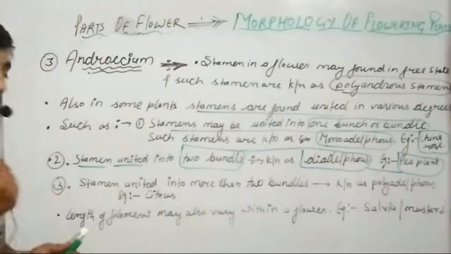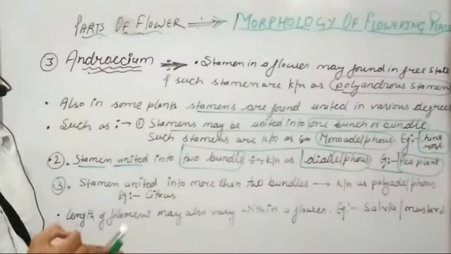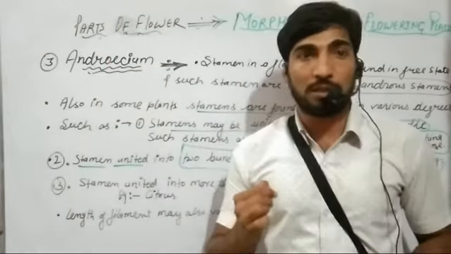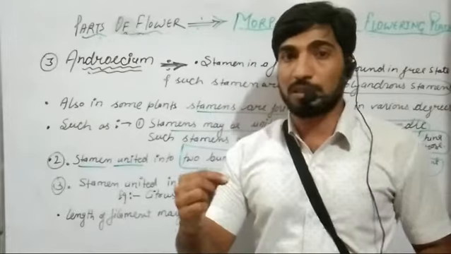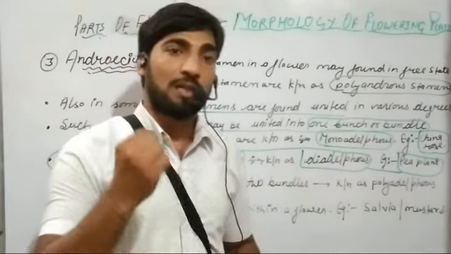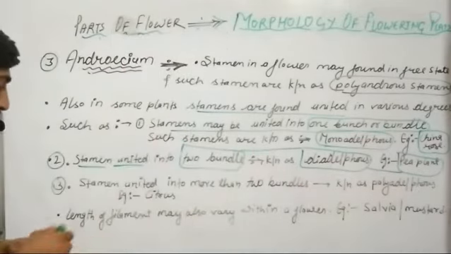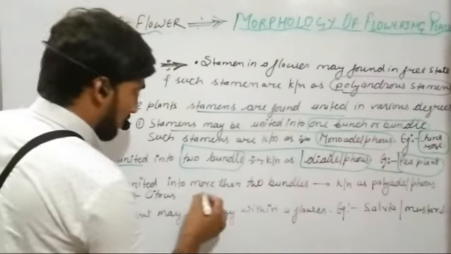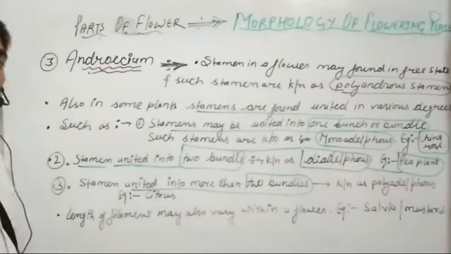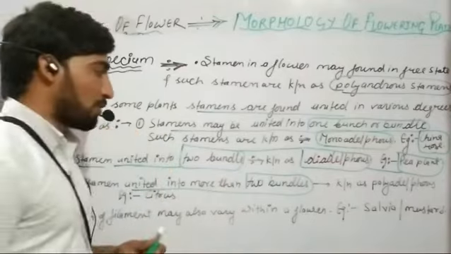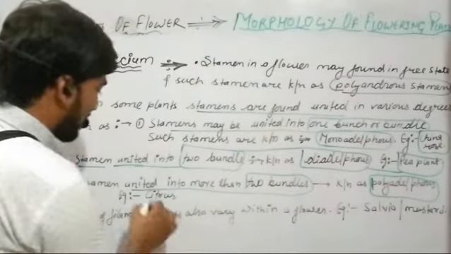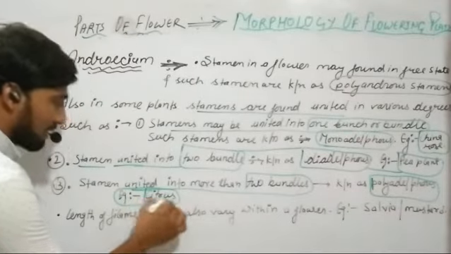Further, if the stamens are united into more than two bundles or more than two bunches, that is 3, 4, 5 and so on, then such stamens are known as polyadelphous stamens, and the example of polyadelphous stamens is the citrus plant or citrus flower.